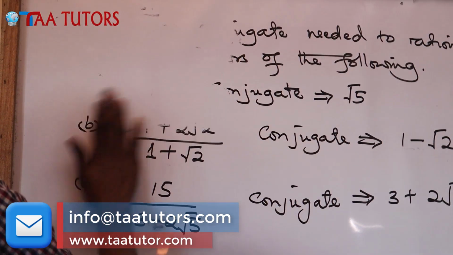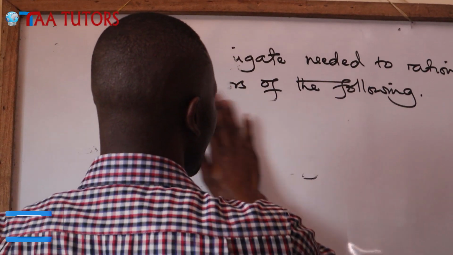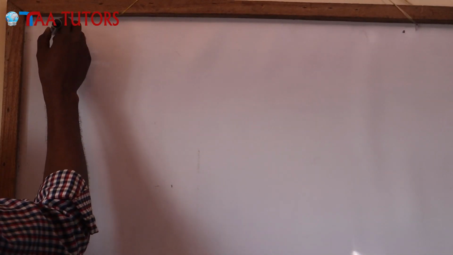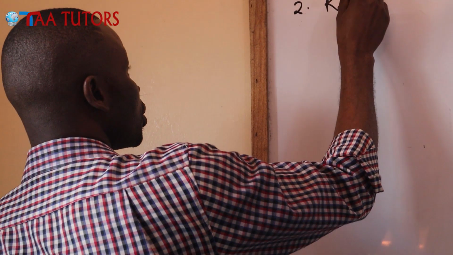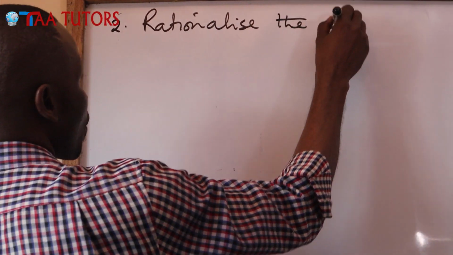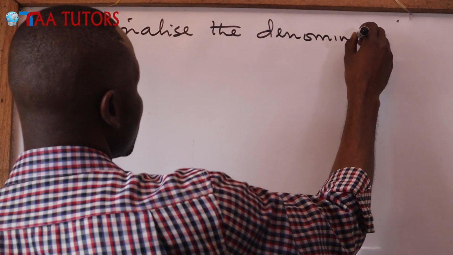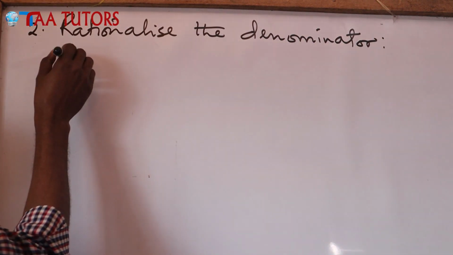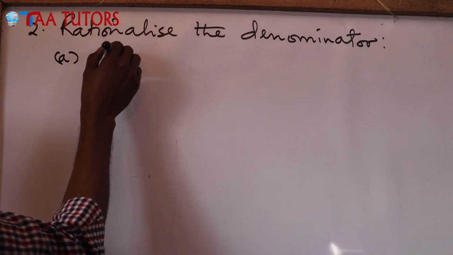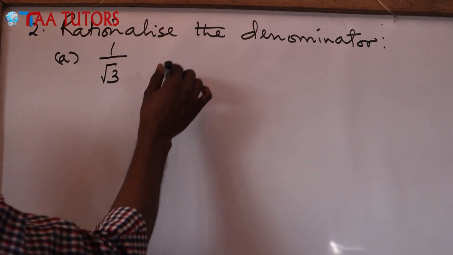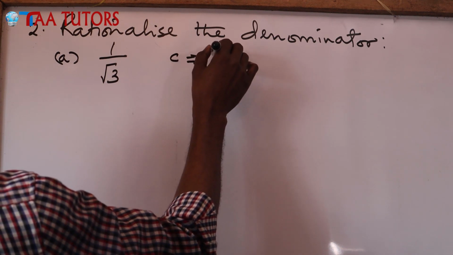So example 2 here is rationalize the denominator. Example A is 1 over surd 3. So I know first that my conjugate is going to be surd 3.